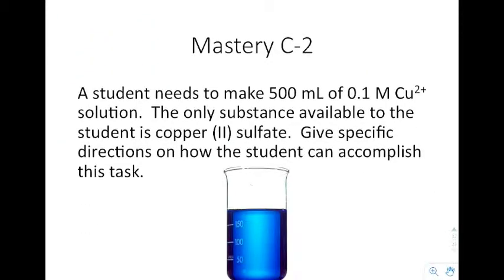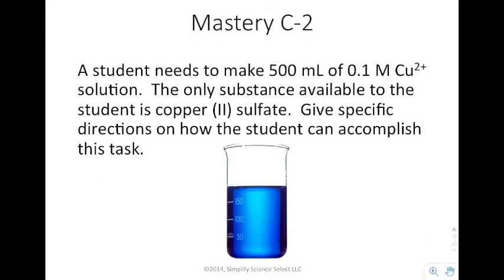In the last example, it says a student needs to make 500 mils of 0.1 molar copper 2 solution, where we have an ion. The only substance available is copper 2 sulfate. Give specific directions on how the student can accomplish the task. So the first thing is the student needs to calculate the number of moles. And here's how they would do that.